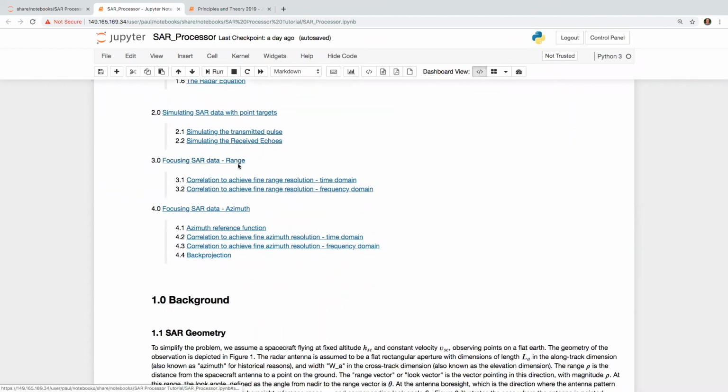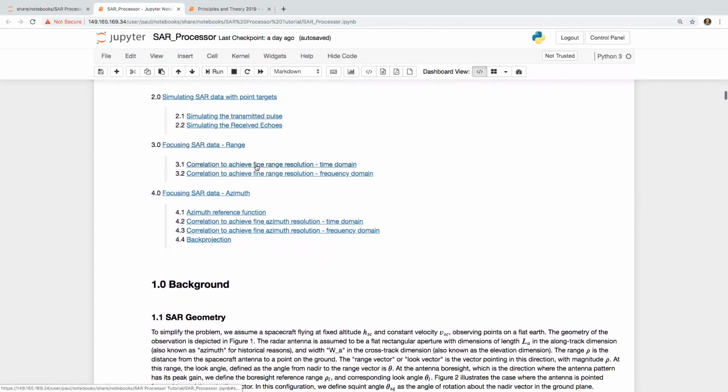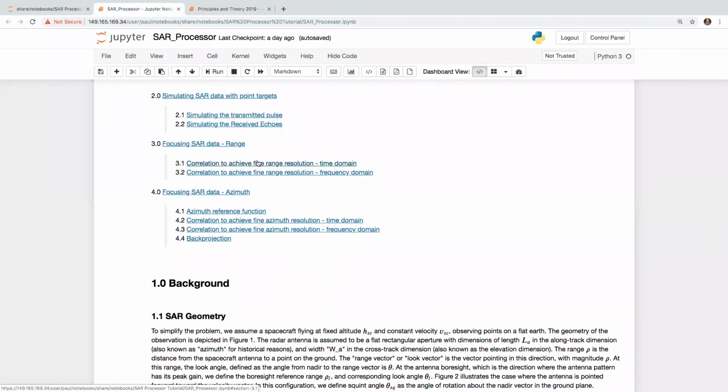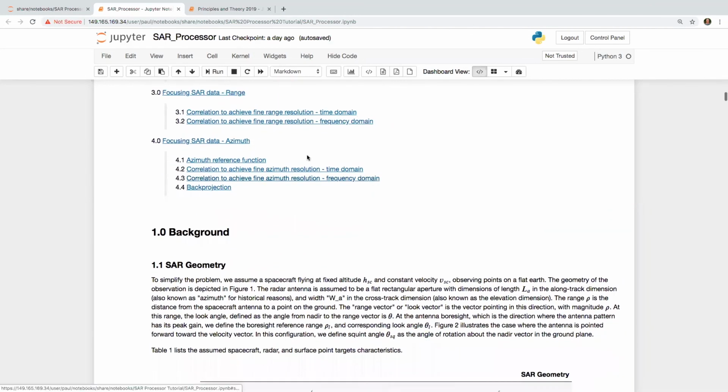Then it talks about focusing the data in range to build up the resolution. There's a sort of correlation operations that need to be done, and these can be done in the time domain or the frequency domain. This goes through both of those cases. And then focusing the data in the azimuth domain, using that bandwidth, the Doppler bandwidth, to focus it, also can be done through correlation, both in the time domain and the frequency domain. And then this other technique called back projection.